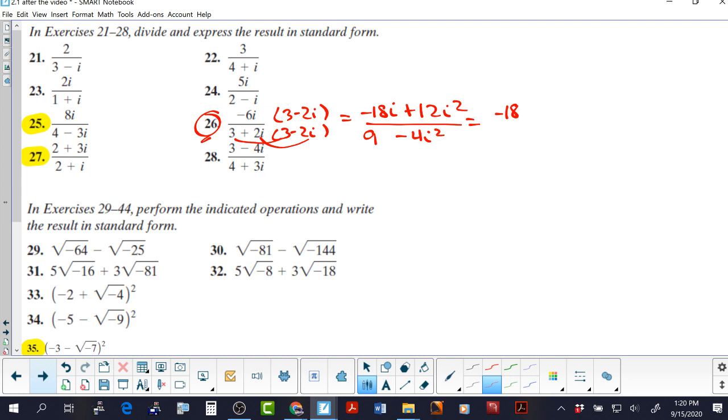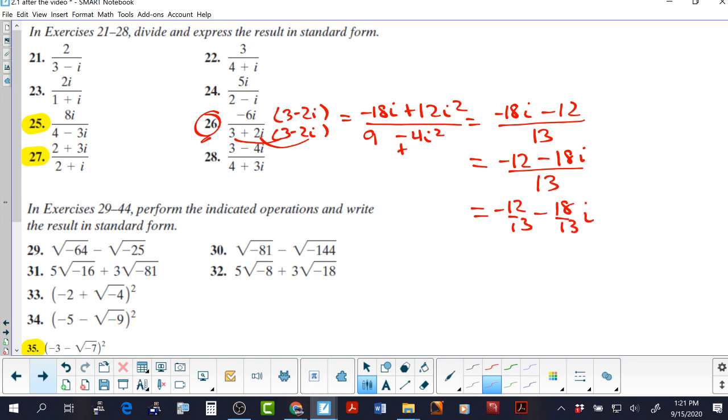So negative 18i minus 12 over, that's actually 9 plus 4, over 13. And the only thing I would do different here is maybe put the real part first. And then if they want it in standard form, that's negative 12 thirteenths minus 18 thirteenths i. That's just using common denominator.